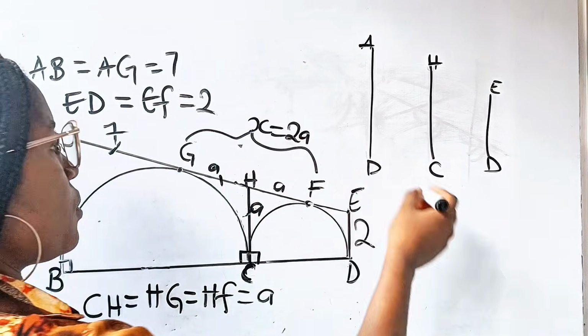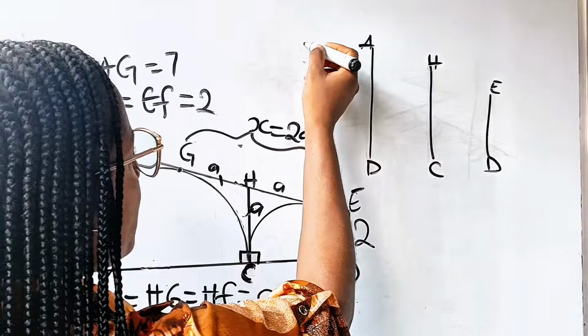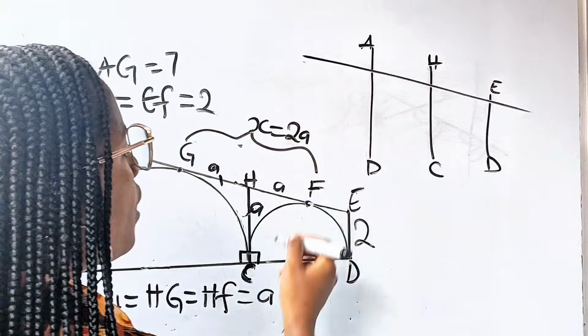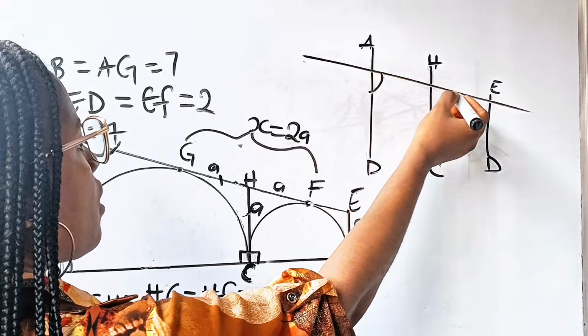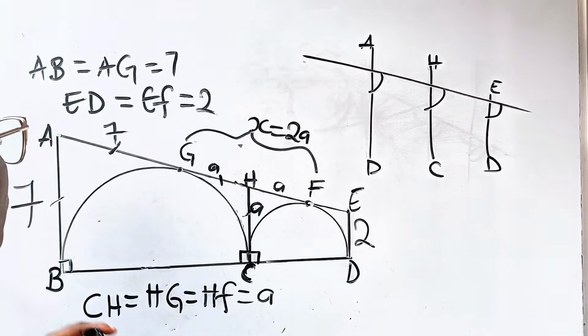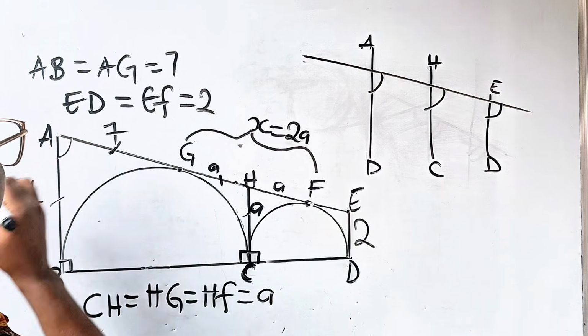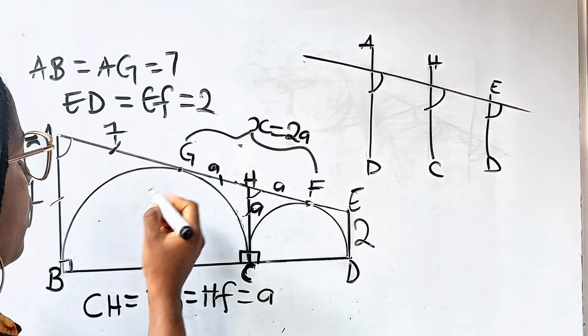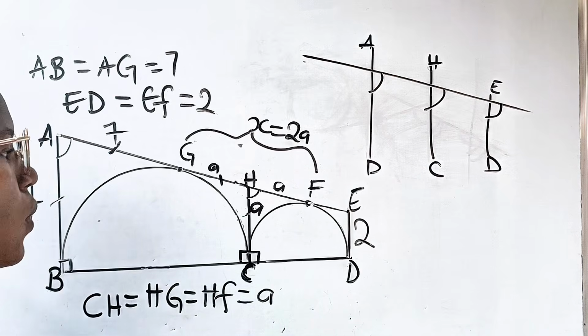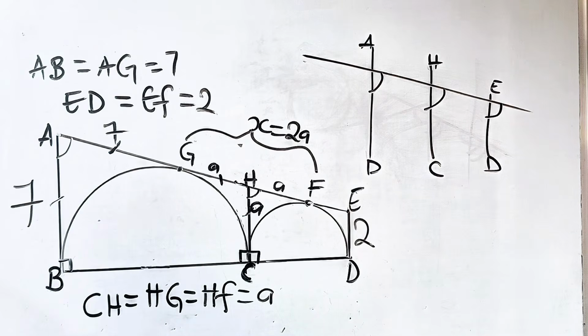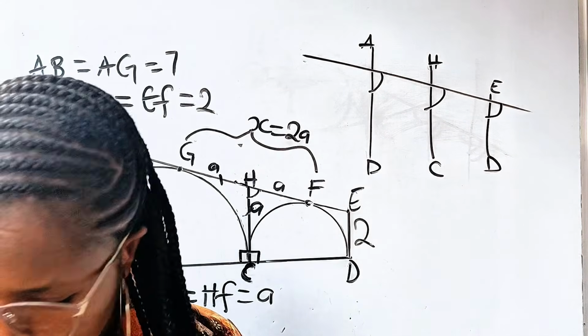All of them are parallel. Okay, so this particular line crossing them means that all these angles are what? Equal. So it means that angle A is equal to angle H. Okay, all right. Now let us draw a line.